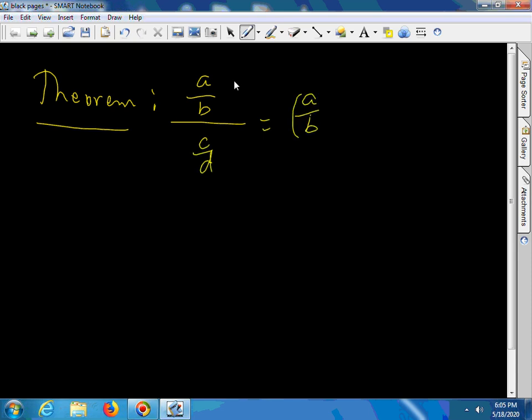I will show two proofs of how to divide fractions. You have a over b divided by c over d. This is equal to a over b times d over c.